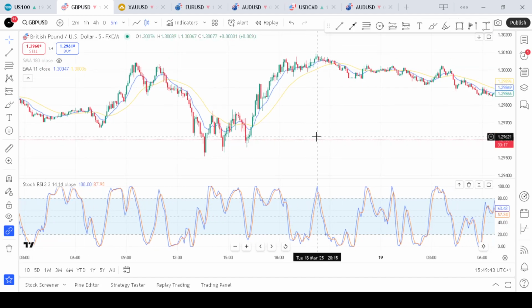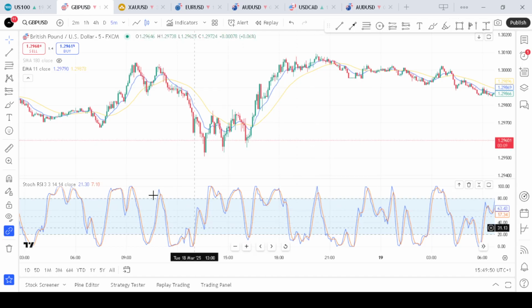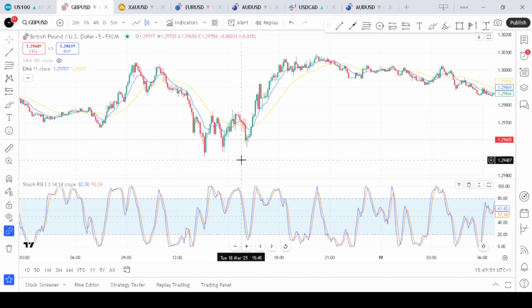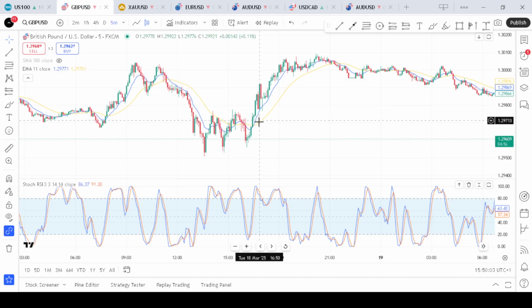The second step is to identify the market condition. Before entering a trade, assess the overall market condition. You look for a trending market or a ranging market. The EMA will help you identify short-term trend direction.